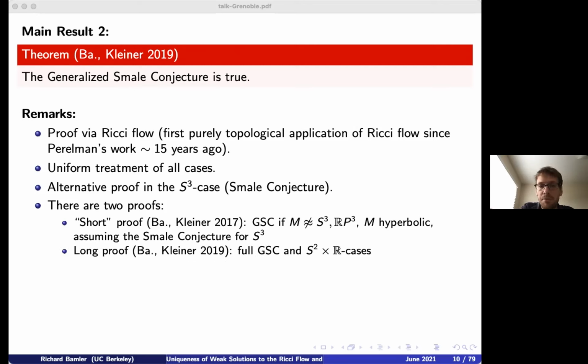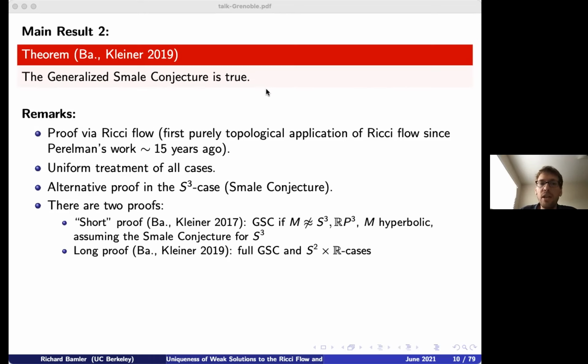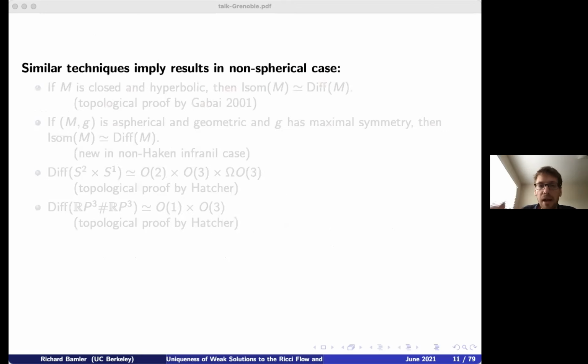And then there's also a long proof where the entire conjecture is proven, and I hope to give you some indications on how this is going to work. Just before concluding this, I also want to mention that this Ricci flow technique not only allows us to classify diffeomorphism groups of spherical space forms, it also allows us to look at diffeomorphism groups of many other three-manifolds. The only caveat is that for many other three-manifolds, diffeomorphism groups have already been classified using other topological techniques, but somehow we can reprove these things.